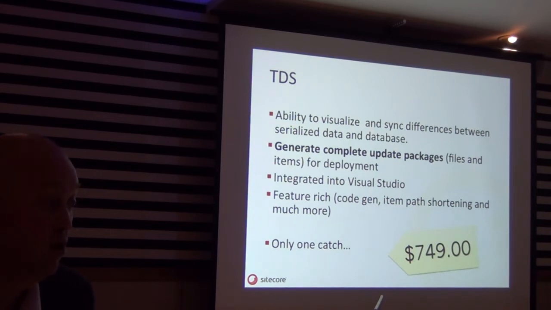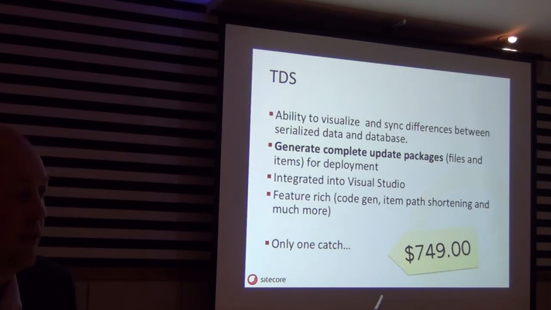It's feature-rich. Code generation, another little thing that I bang on about. Generating strongly typed items based on your Sitecore templates is, I guess, the key scenario that everyone interested in this thinks about. It also has some sweet things like dealing with the path lengths by having item path shortening, in a more selective way than changing the way that the path is generated. And as you can see, there's only one catch. That price is correct as of yesterday.